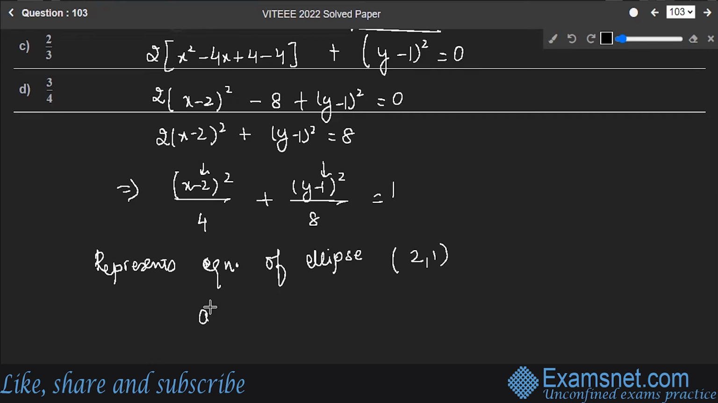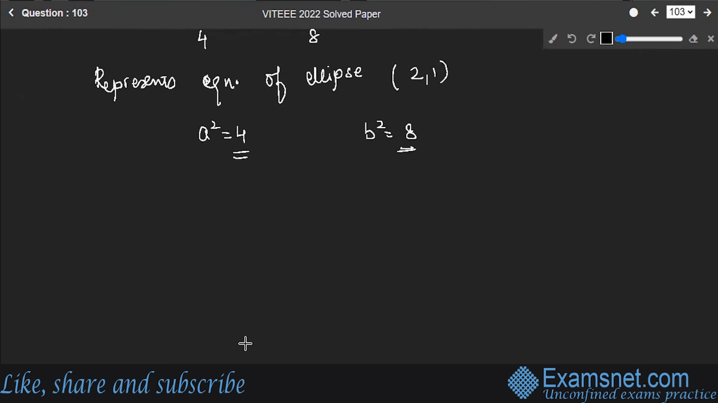Okay, here the a square is equal to 4 and b square is equal to 8. The major axis length is 8 and the minor axis length is equal to 4. So eccentricity in this case will be given by the formula root of 1 minus a square upon b square. Because a is the minor, a square represents a minor axis and b square represents a major axis.